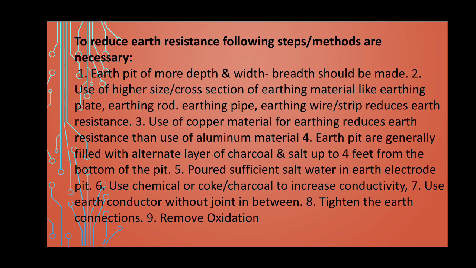Then we have to use charcoal and salt. So this is an alternative method to reduce the earth resistance. Then we have to use salt water in the earth electrode, which is also useful for reducing the earth resistance. Then use chemical coke and charcoal to increase the conductivity, and remove the oxidation. So all these methods are essential to reduce the earth resistance of an electrical substation.